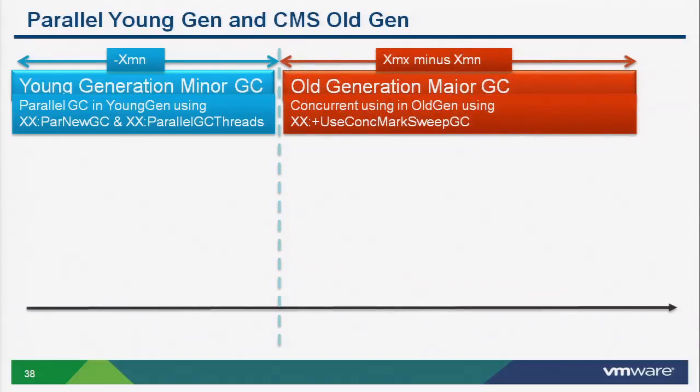Okay, so how do we do that? What we're going to do is, in the young generation, we have -Xmn, and it's a parallel young generation using ParNew GC and parallel GC threads. And the old generation, we've got CMS, basically. Now, remember, this is the size -Xmn, this is -Xmx, right? So the difference between -Xmx and -Xmn is the size of the old generation.